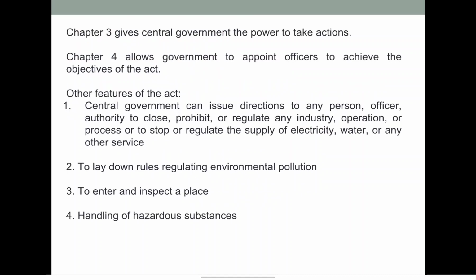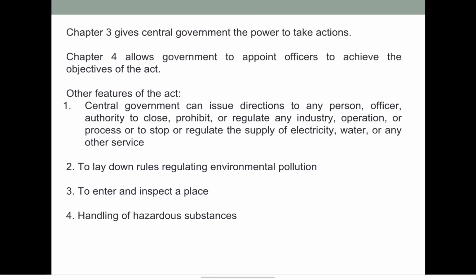Then chapter 3 gives central government the power to take actions. That means the law is not restricted just to description of the powers, and is not restricted to the functions that the central government should carry out. But it also empowers the central government to take actions. That means if there is violation of any of the objectives or the principles set by this act, then there are penalties for that. Central government can take effective actions. Now, what kind of actions, we'll see further as and when the topic comes.